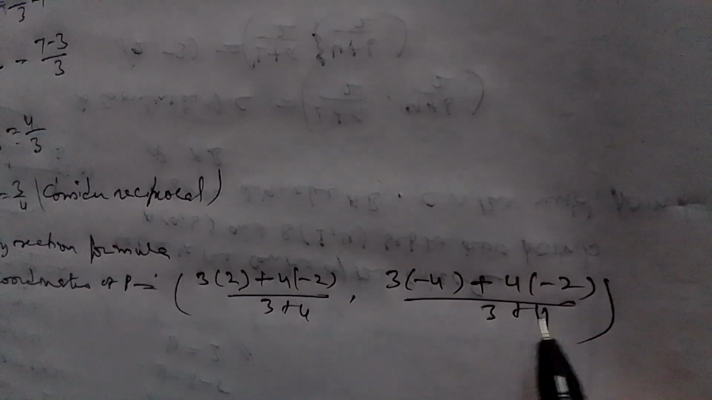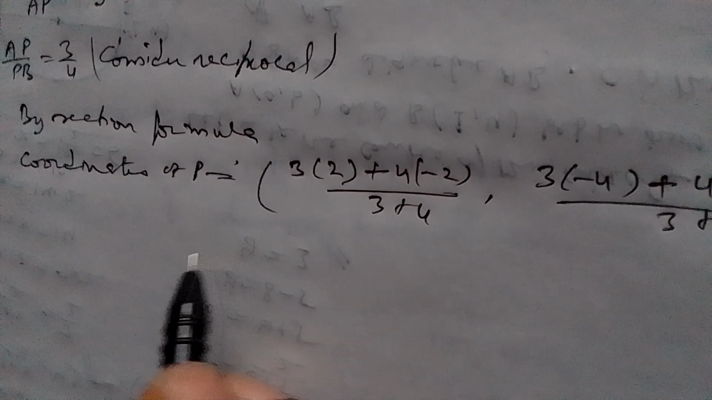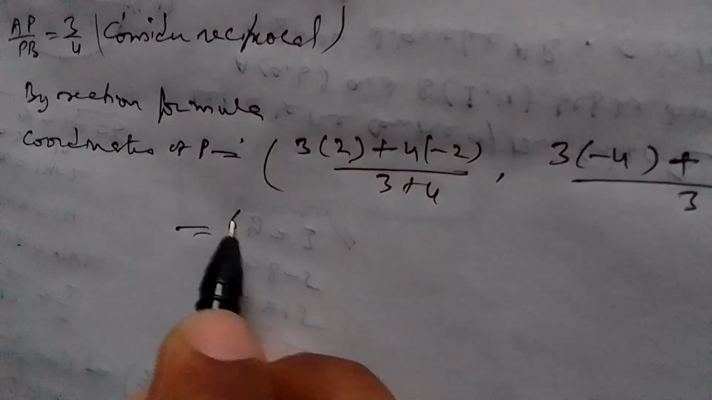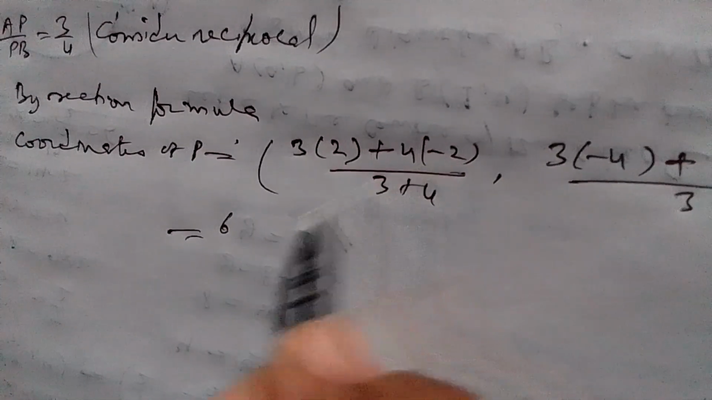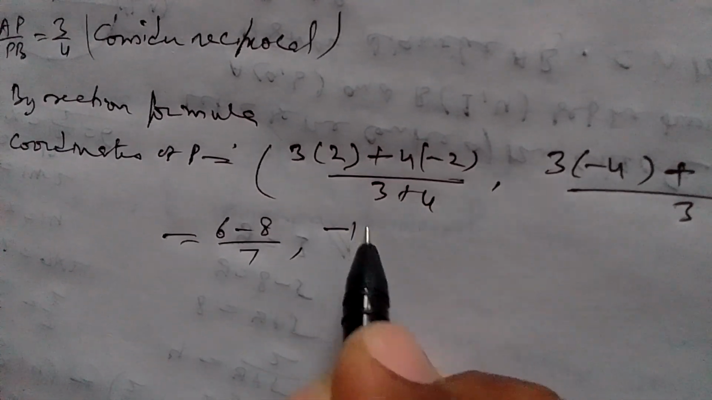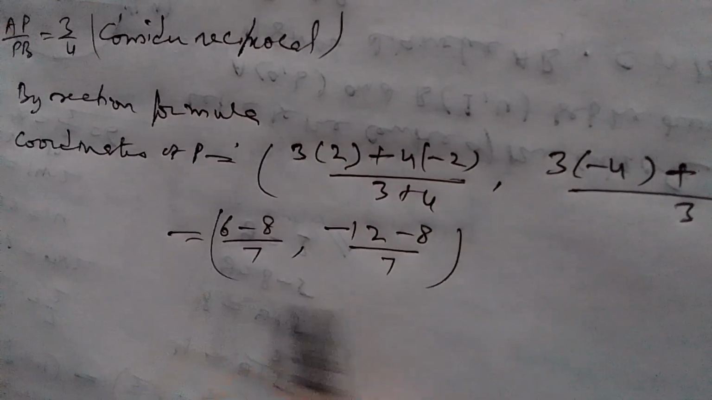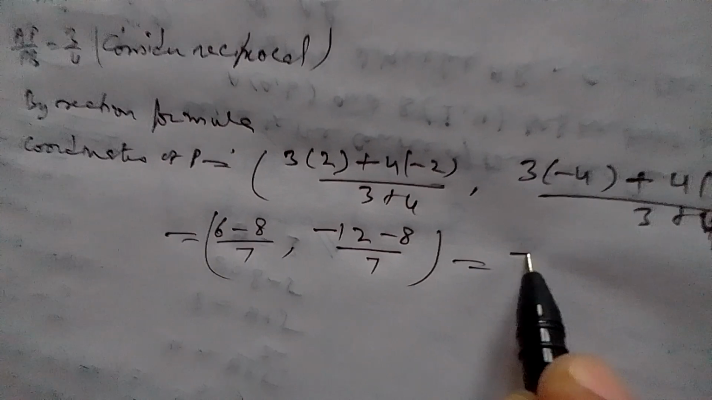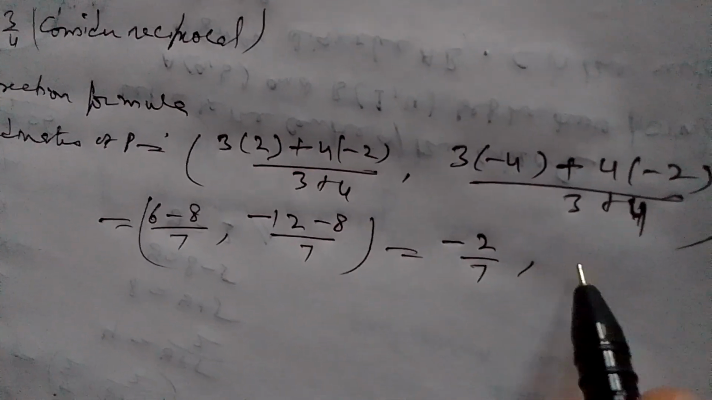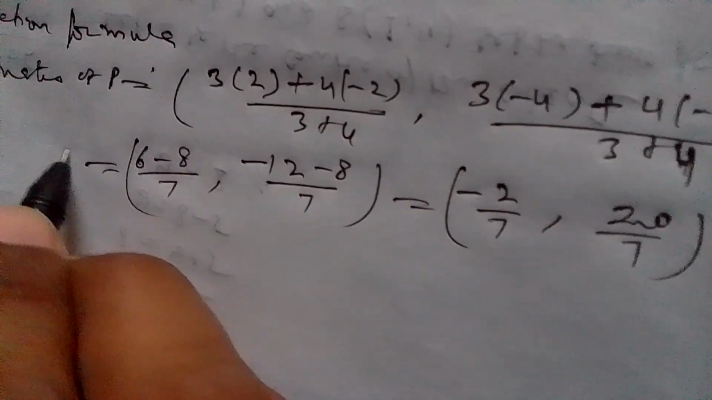So coordinates of point P become (6 minus 8) divided by 7 comma (minus 12 minus 8) divided by 7. So further these become minus 2 by 7 comma minus 20 by 7. So these are the coordinates of point P. So this is the answer of the 8th question.